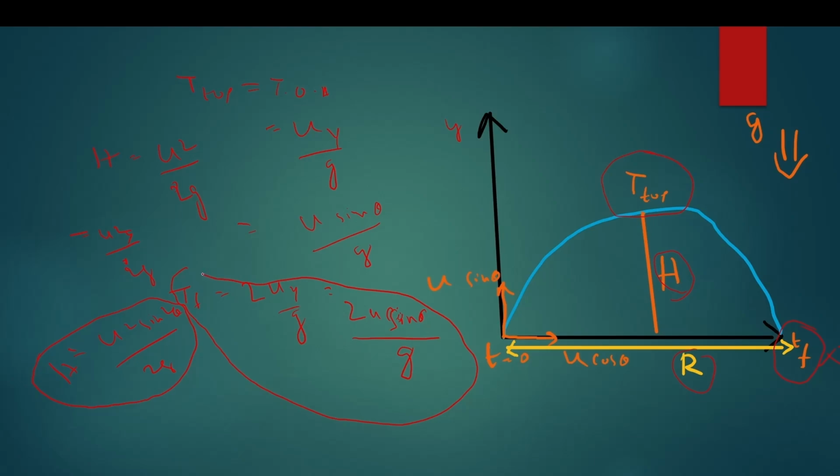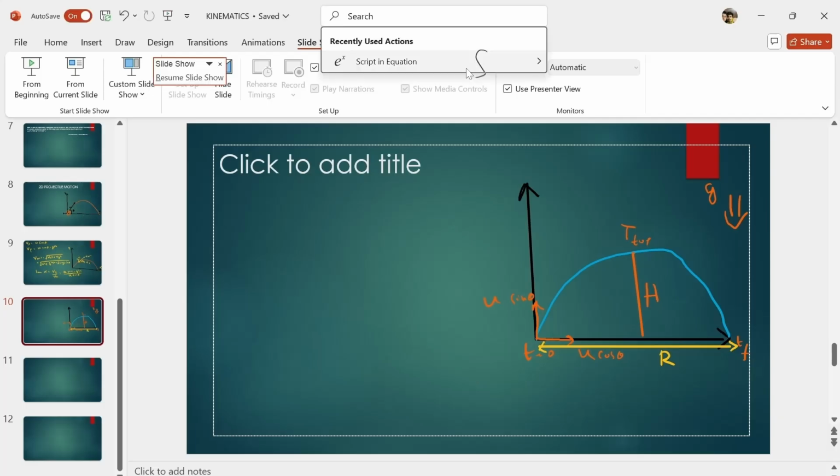Okay, now another one is the range. So suppose the range is the distance traveled. So we will use the third law of motion, that is Sx.